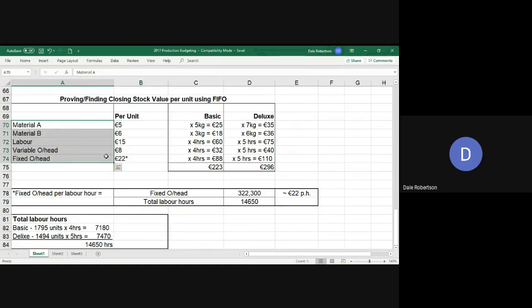So material A, the question tells us that it costs €5 per kilo to buy. I'm basically looking here at the last three pieces of information in the question. Material A costs €5 per kilo. Material B costs €6 per kilo. An hour of labor costs €15 per hour. An hour of variable overheads costs €8 per hour.